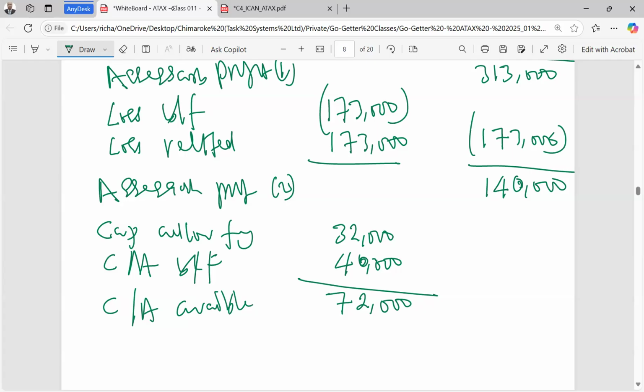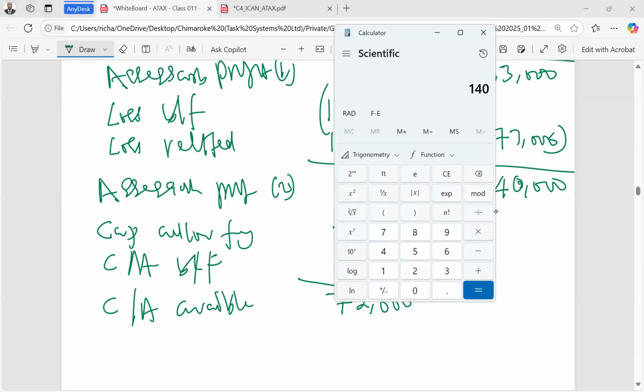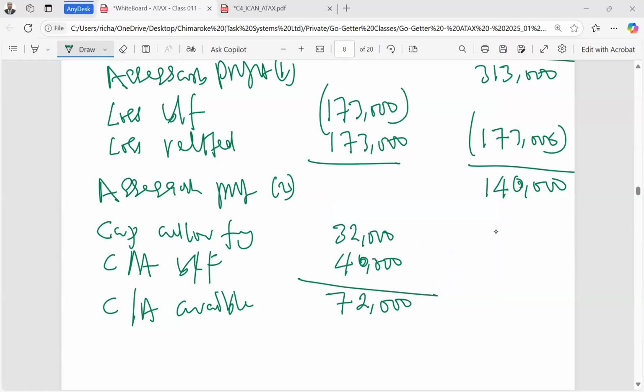Now, we are now going to do 2/3 of 140. 140,000, which is accessible profit 2, multiplied by 2 divided by 3. That means 93,333.